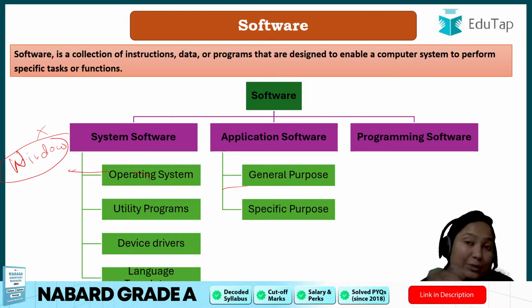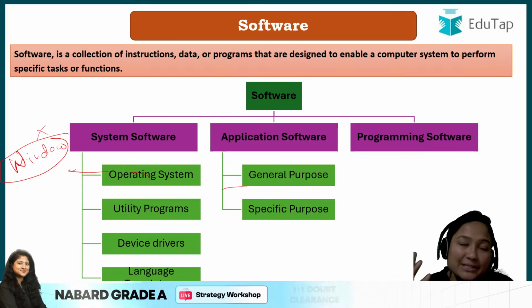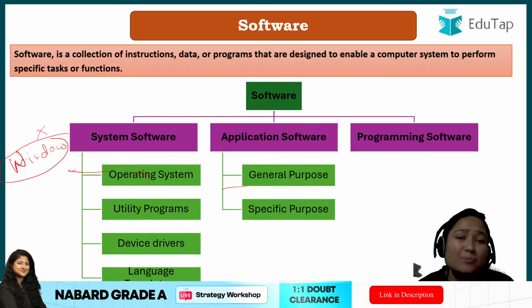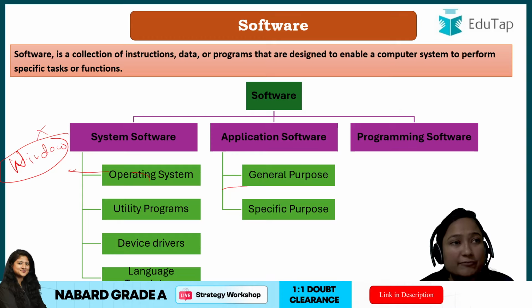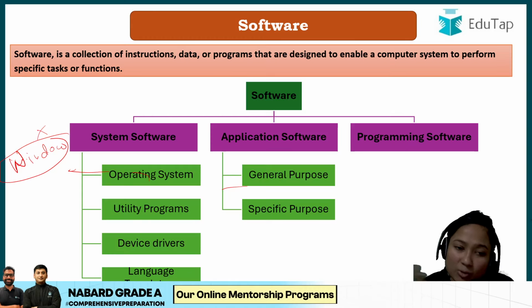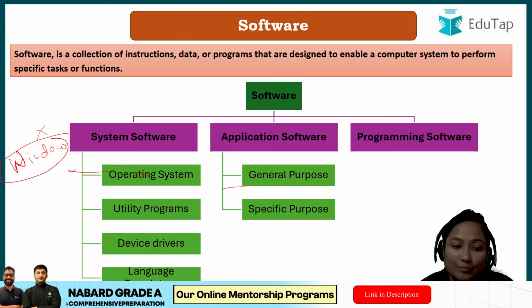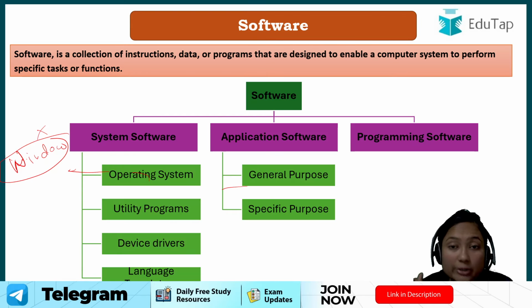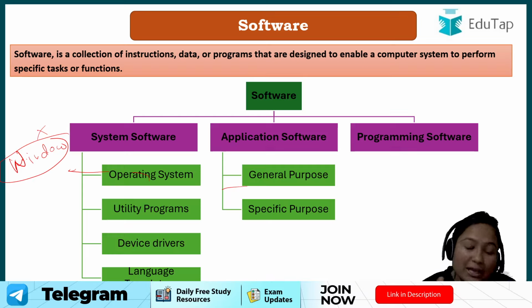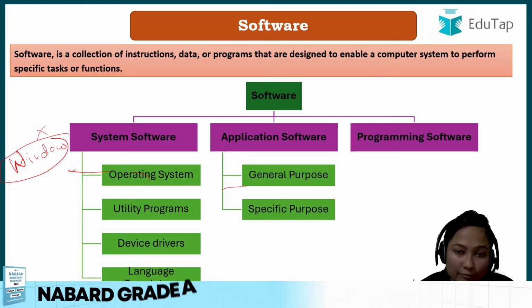After that, we have utility programs. Utility programs basically help your computer to run very smoothly. Backup and disk defragmentation are examples of utility programs. Device drivers basically help you to run or control your hardware carefully. If we are using a mouse or a keyboard, we all have a device driver for that. Language translators we have already discussed, but yes, they are a part of system software.